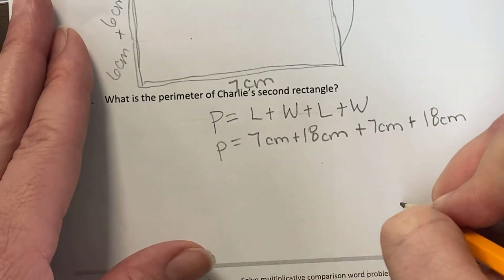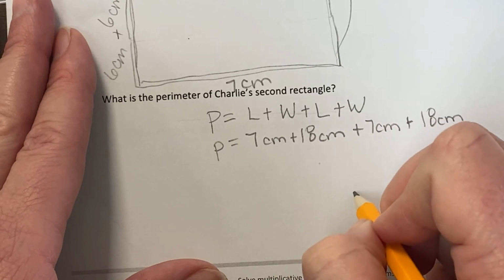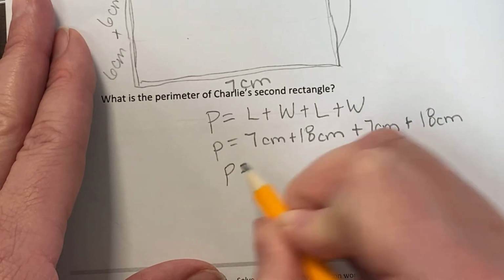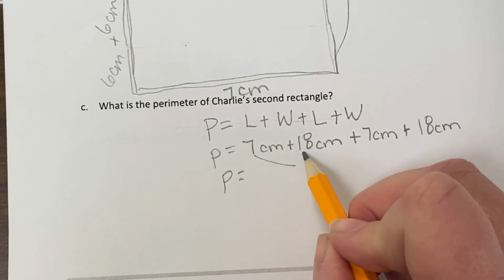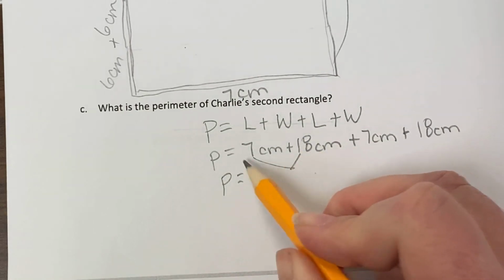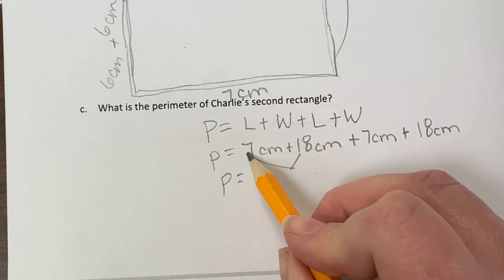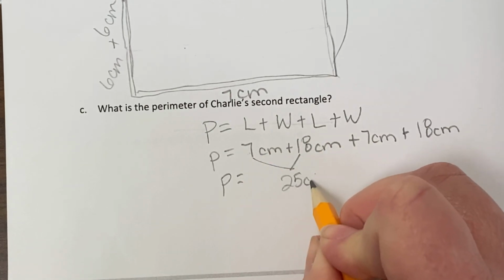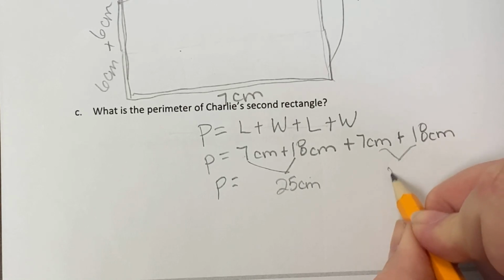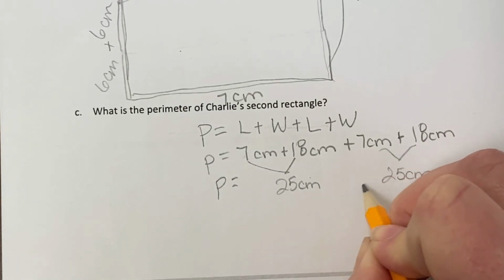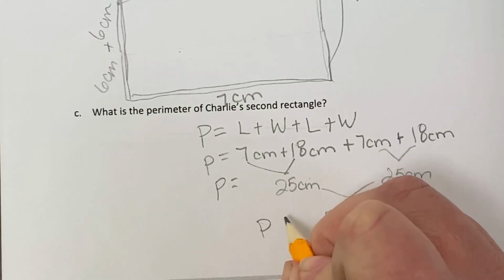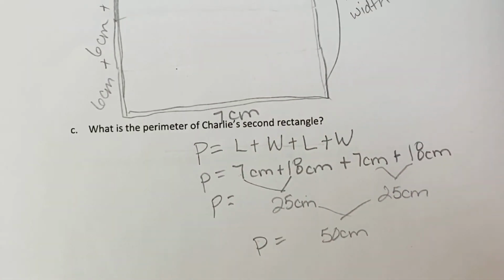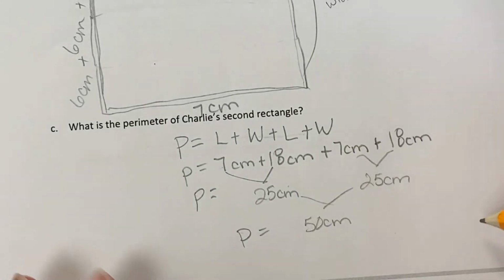When I add these together, I like to find easy ways to calculate, and there's really not an easy way to do this one. So if I do 7 plus 18, I can take 2 away from my 7 and make this a 20, and that's left as a 5. So it could be 25 centimeters. And then I know this is going to be the same, so it's 25 centimeters. And then when I add these two together, I'm going to get 50 centimeters. So my perimeter for Charlie's rectangle is 50 centimeters.